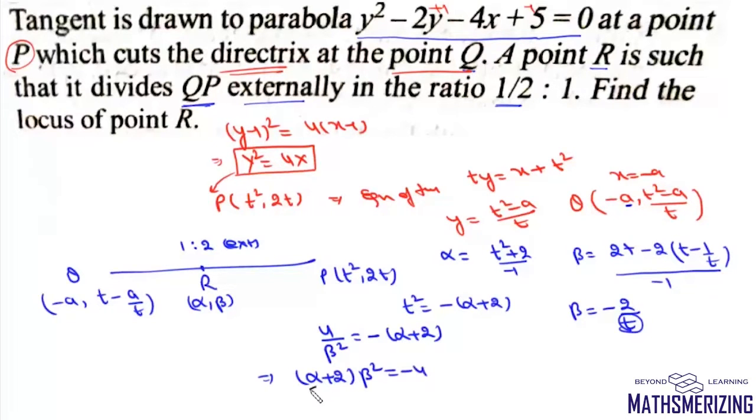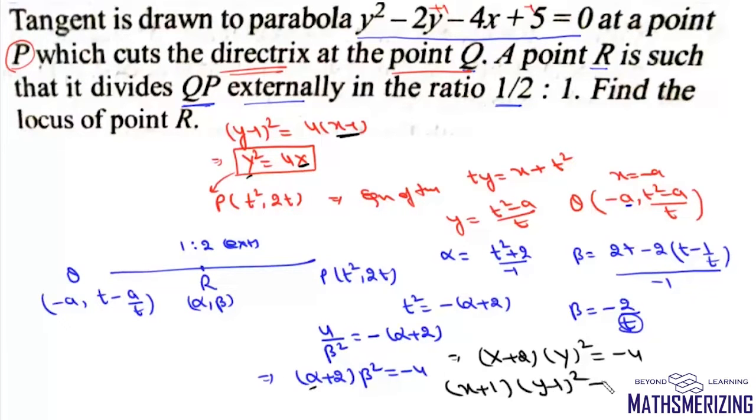Now we'll change alpha with x and beta with y. So we can write this as capital X plus 2 capital Y square, and this is minus 4. Now we know that capital X is x minus 1 and capital Y is y minus 1. So we can write (x plus 1)(y minus 1) whole square and then plus 4 equals to 0. So locus of this point R is (x minus 1)(y minus 1) square plus 4 equals 0.